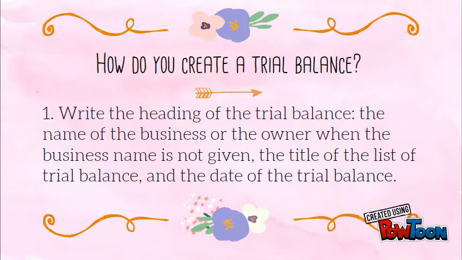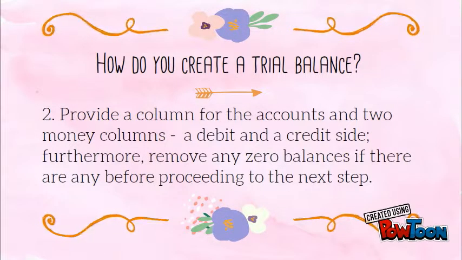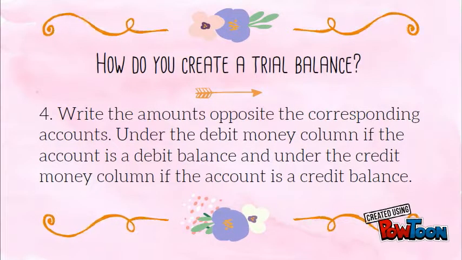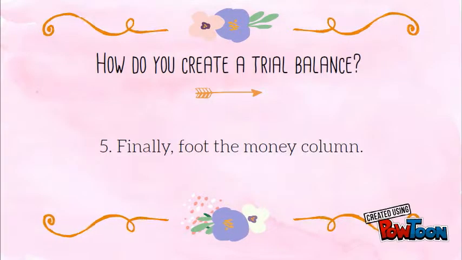To create the trial balance, we first write the heading, which includes the name of the business, the type of trial balance, and its date. Second, provide a column for the accounts and a debit and credit side. Third, write the accounts arranged in a sequence of OWSLEEK. Fourth, write the amounts opposite the corresponding accounts. And finally, foot the money column.